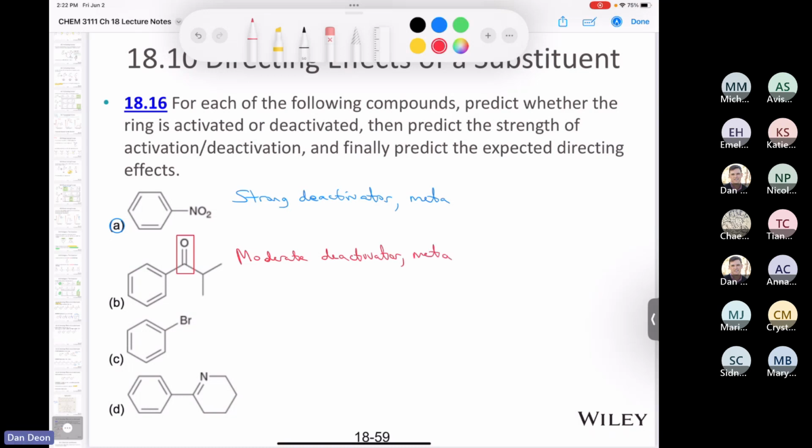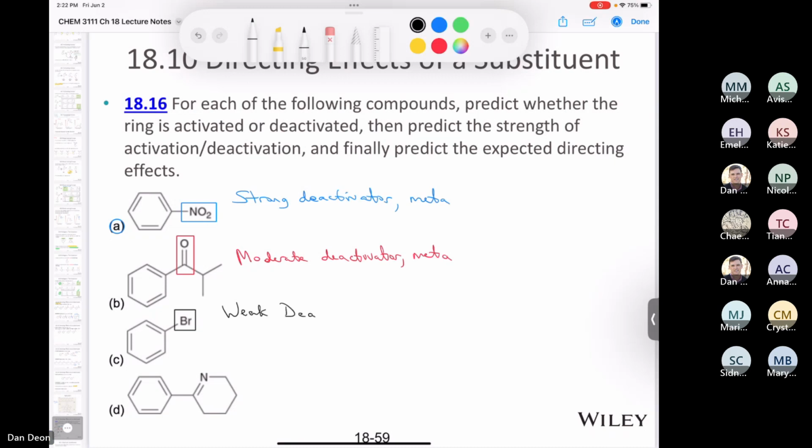Good, excellent. So the first one was the nitro, right? The next one, we've got a bromine. That's the halogen. That's an exception. We know that it's a weak deactivator, and it's going to direct to the ortho and para. So we'll put ortho para director like this.